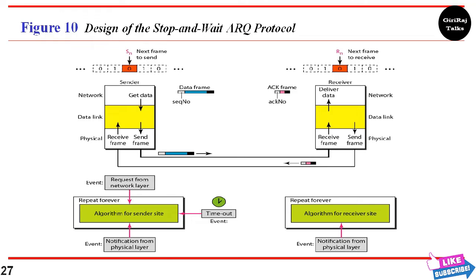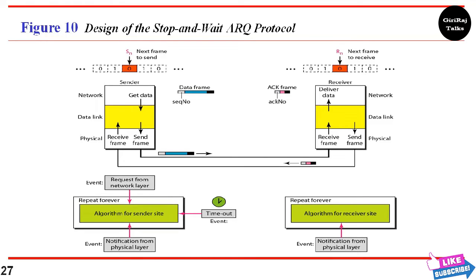That means acknowledgement number. The sender has a control variable which we call SN here, that means sender, next frame to send. That holds the sequence number for the next frame to be sent, 0 or 1. The receiver has a control variable which we call RN, which means receiver, next frame expected. That holds the number of the next frame expected.